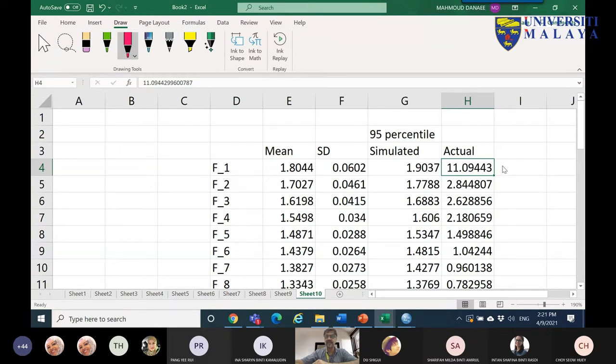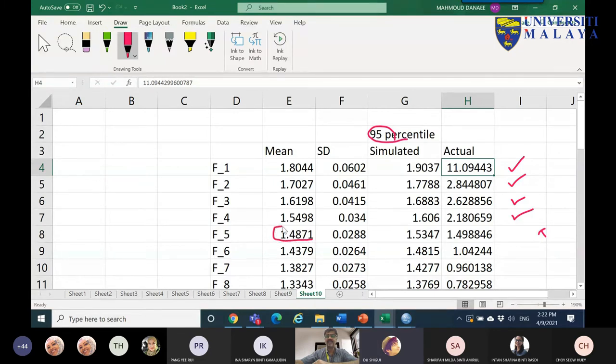So now, can you tell me, in my actual data, the eigenvalue was 11 and simulated data was 1.9. So shall I keep these components? Yes. The second one is 2.8 actual data, simulated data is 1.7. Shall I keep it? Yes. The third one, 1.6, 2.6. Keep it? Yes. The next one, 4, 1.6 and 2.1. Shall I keep it? Yes. The next one, 1.5 and 1.49. Shall I keep it? No. Okay, according to the 95%, I need to exclude these factors.